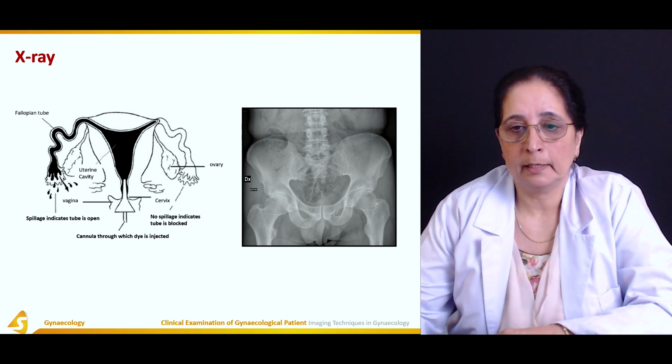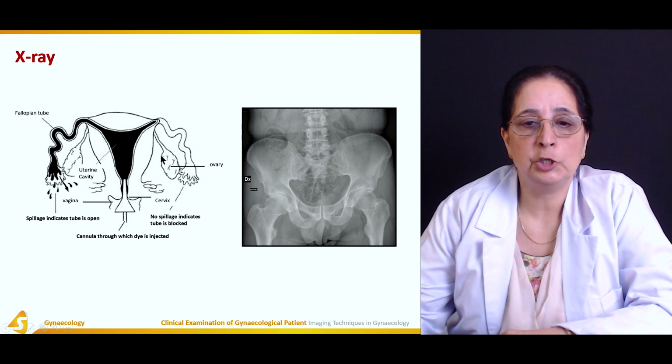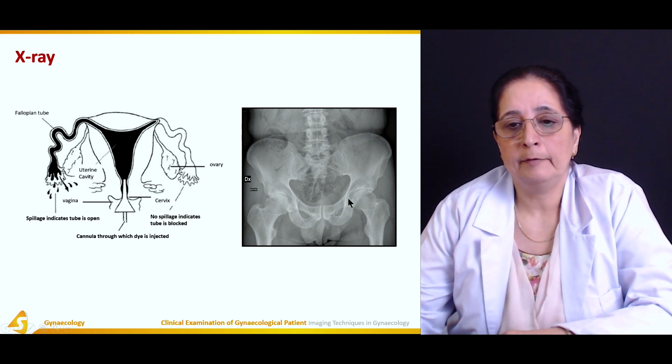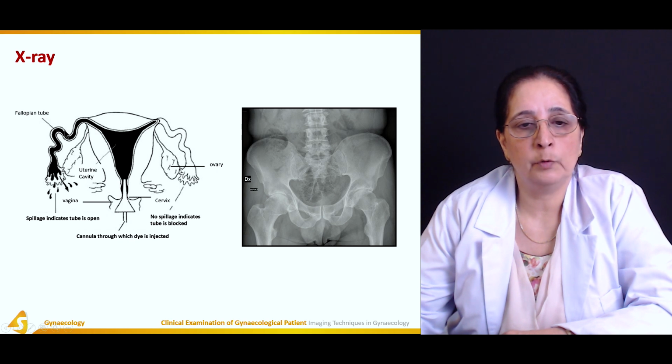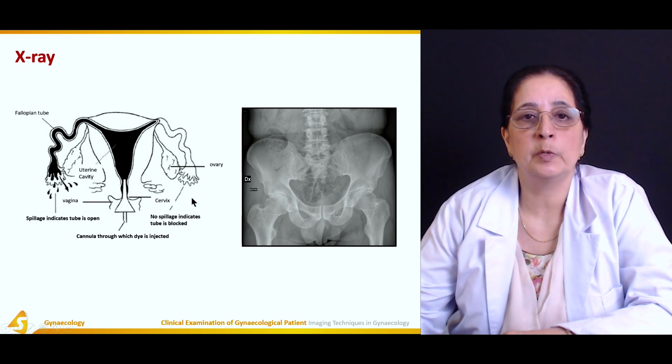So X-ray is the imaging of the fallopian tubes. It is usually done when the dye is injected. This is done to find out if the fallopian tubes are open or blocked. Usually the dye is injected and then the X-ray is taken. If the fallopian tubes are open, the fluid comes out of the fallopian tubes and there is spillage, which tells that the fallopian tubes are open. If no spillage occurs, it means that the fallopian tube is blocked.